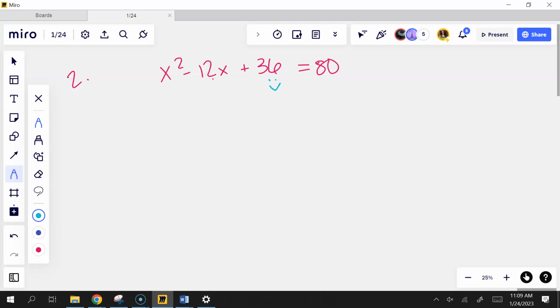The left side factors how? Minus 6 squared, and the 80 is still over there. Can you solve that? Yes. What do you do? Square root.